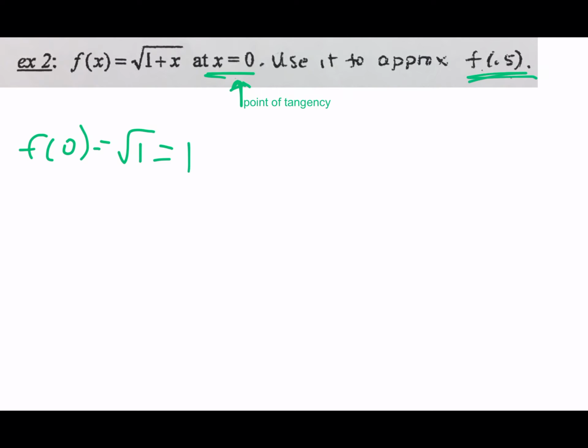However, if I plug in a half, f of a half would be the square root of 1 plus a half, which is square root of 1.5. I have no idea what the value of the square root of 1.5 is. That's like no clue whatsoever. I need a calculator to do that.